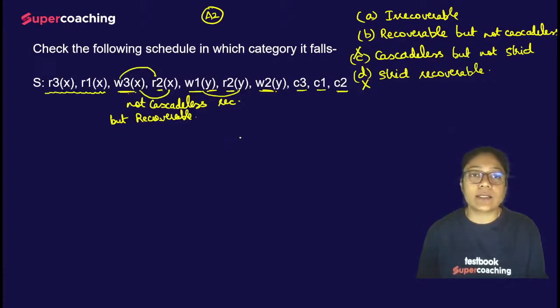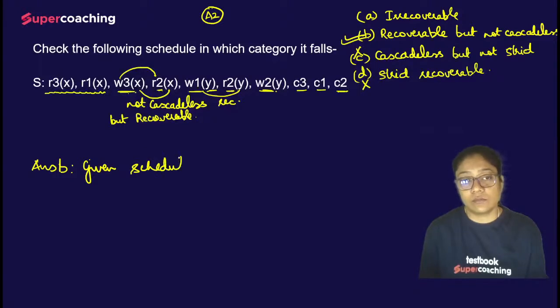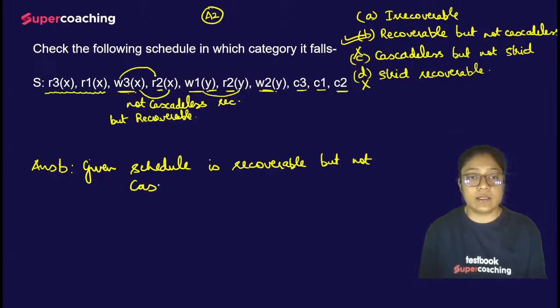Strict हो ही नहीं सकता जब cascadeless नहीं है. So clearly the answer for this one is recoverable. यहाँ पे जो main transaction है which is performing the update operation or the write operation, that is getting committed first. So here the answer for this question is option B. That is saying that the given schedule is recoverable, but not cascadeless recoverable.